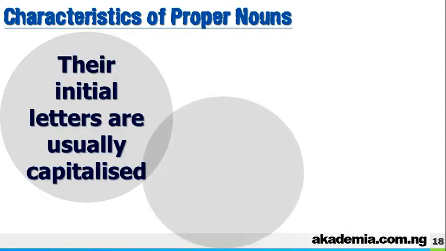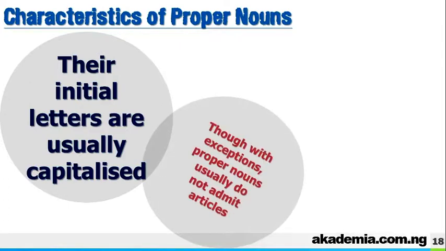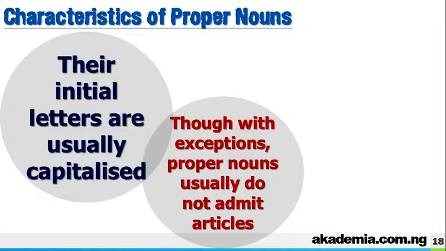The second characteristic of proper nouns is that proper nouns usually do not admit articles. Let's look at names. For instance, you can't say the George has come to see me. You can't say the Johnson has come to see me. You can say Johnson or George has come to see me. Though this is with some exceptions, because it is said that there is no rule without an exception.